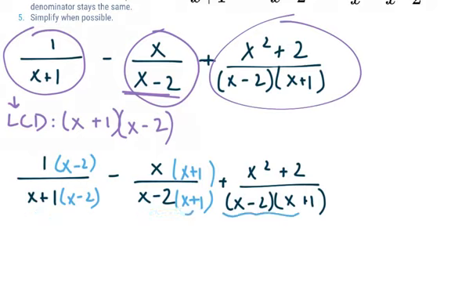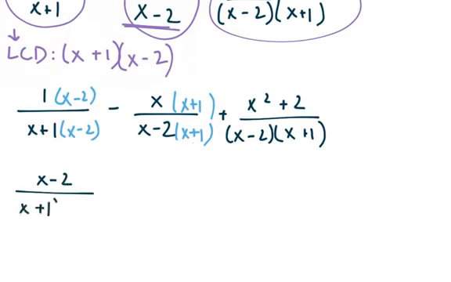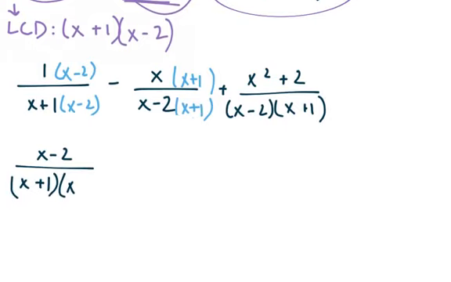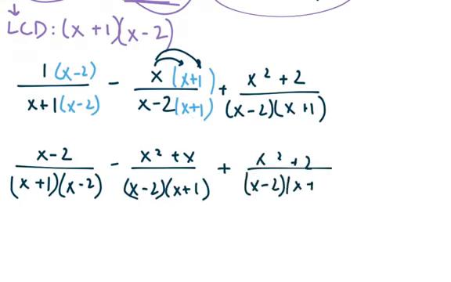So I'm going to rewrite it because we want to be careful. We want to make sure we're writing out these steps so that we don't accidentally mess anything up. So if I multiply this through 1 times x minus 2, it's just x minus 2. So x minus 2 over x plus 1 times x minus 2. And then x times x plus 1 gives us x squared plus x all over x minus 2 times x plus 1. And then we've still got that x squared plus 2 over x minus 2 times x plus 1.